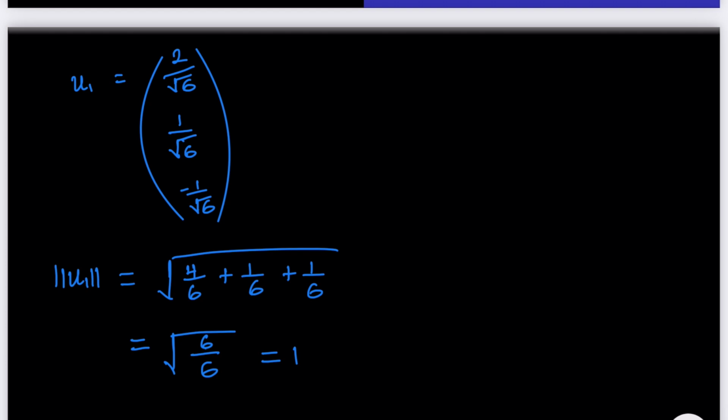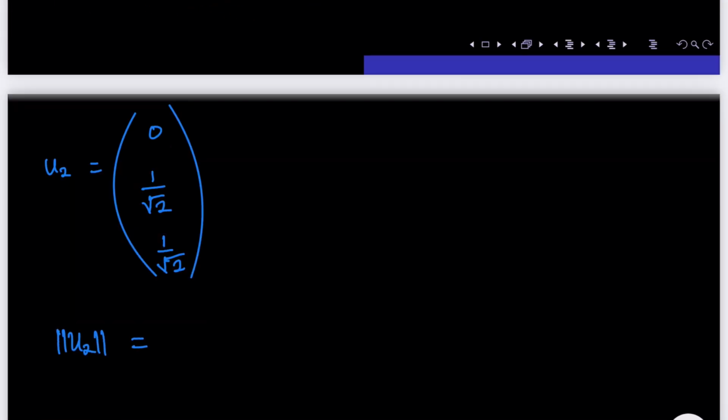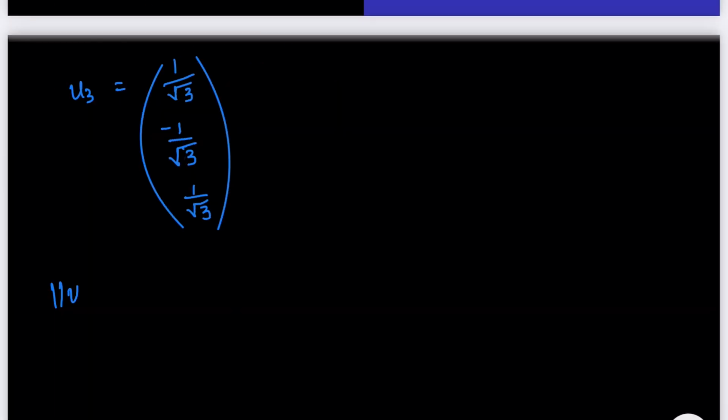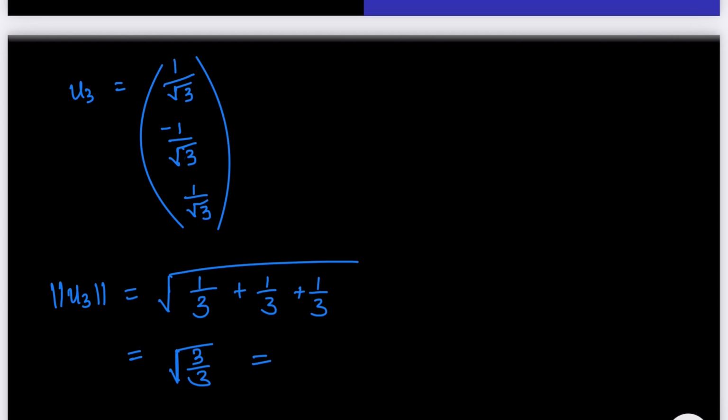Now let's verify that of u2 and u3. The norm of u2 is the square root of 0 plus 1/2 plus 1/2, which is equal to 1. So u2 is also a unit vector. Now what of u3? The norm of u3 is the square root of 1/3 plus 1/3 plus 1/3, which gives the square root of 3/3, and that's equal to 1. So here we see that all these vectors are unit vectors.